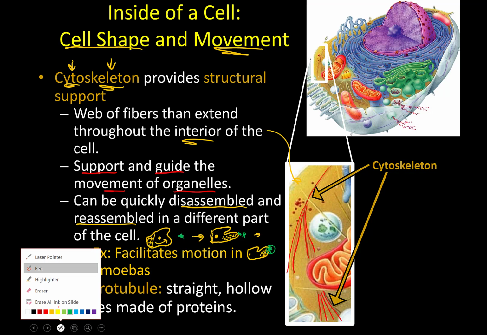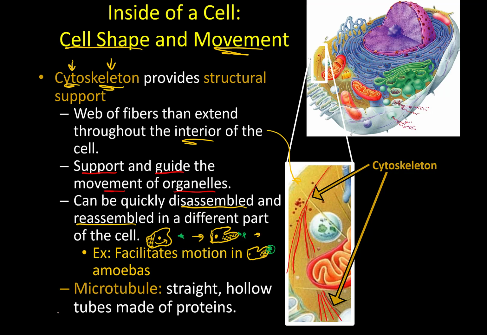There's a particular structure that can be found within cytoskeletons. It's called a microtubule. It's one of the most common components of the cytoskeleton. It's exactly what it sounds like. It's a microscopic tube. They're straight and hollow tubes, and they're made of proteins, and they're used to make some pretty unique structures.